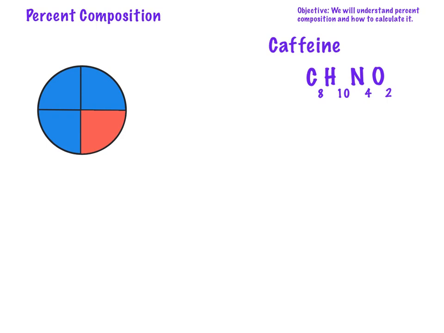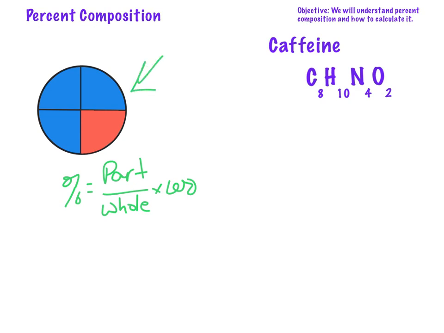When we calculate percent, it is always calculated part over whole times 100. If I'm looking at this pie chart right here, I see that there are 4 pieces total. So if I want to know what percent is red, then I'm going to take 1 because there's 1 piece that's red, that's my part, and divide by 4 because that's my whole, and then multiply by 100. And that gets me 25%.